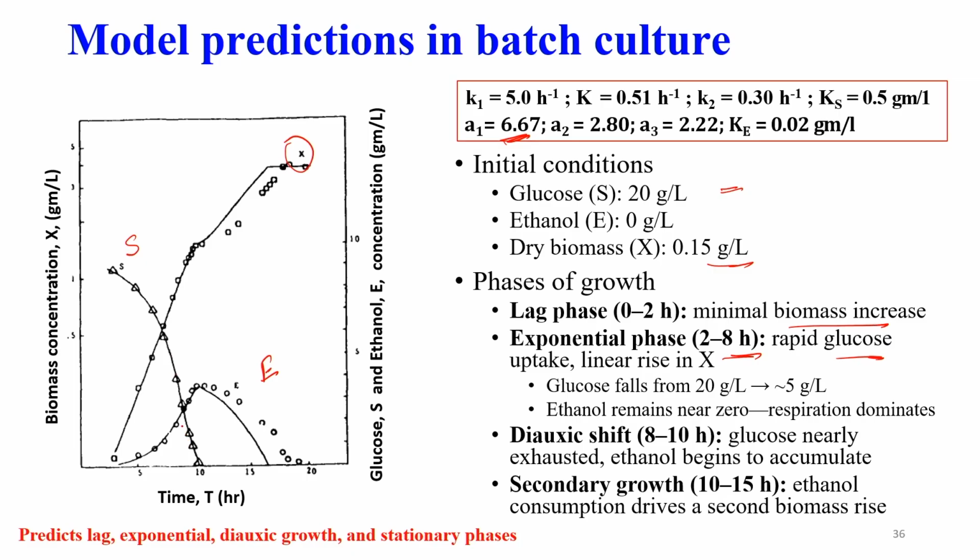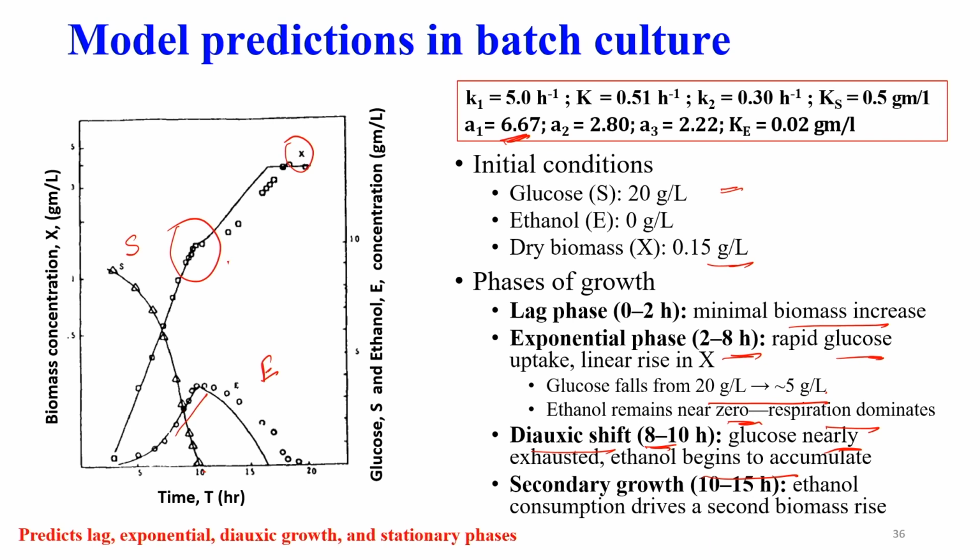fast intake of glucose. During this phase the glucose concentration has significantly decreased, let us say from 20 to 5 grams per liter, and ethanol remains nearly 0 because this is a respiration phase. So during this respiration phase there is no ethanol synthesis. Next, in the 8 to 10 hours, we are seeing a diauxic shift here, and glucose is nearly exhausted and ethanol now begins to accumulate.